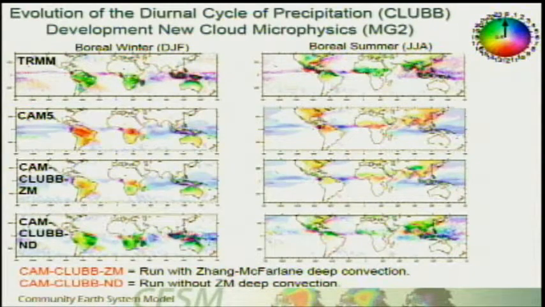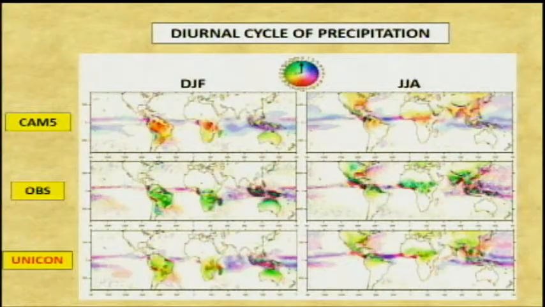And this panel is CAM CLUBB with the current deep convection scheme, but I'll jump to the end. When you just use CLUBB to replace also the deep scheme, it shows fairly good improvement compared with CAM 5. Kind of delays the precip. Another candidate, of course, is UNICON. This is OBS. This is CAM 5. I think both UNICON and CLUBB are showing delayed precip. That's something people were concerned about.